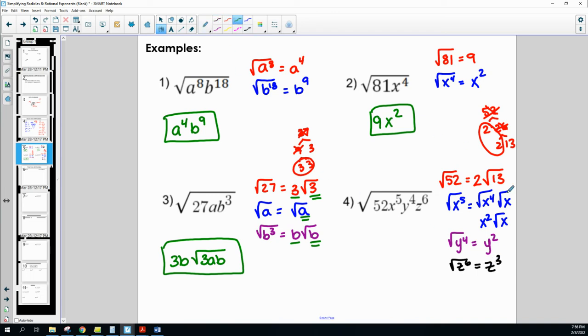And now we're just going to take everything that's outside. So 2x squared y squared z cubed. And then inside we have a 13 and an x.